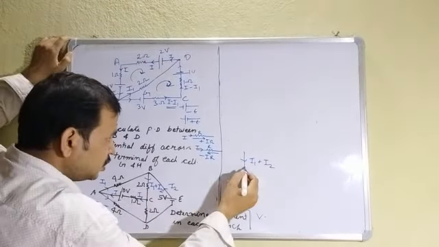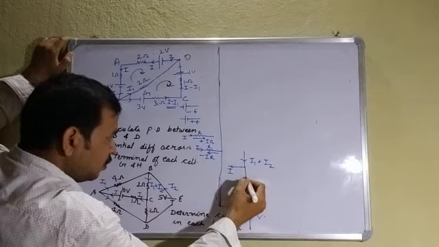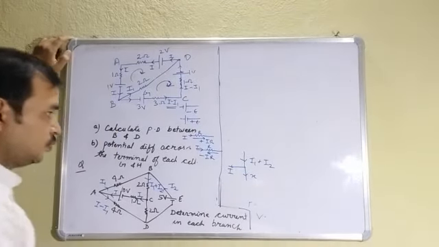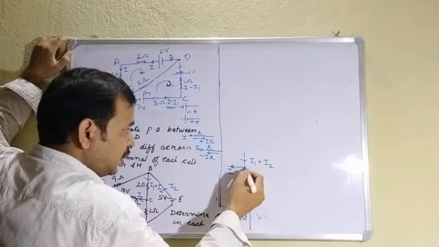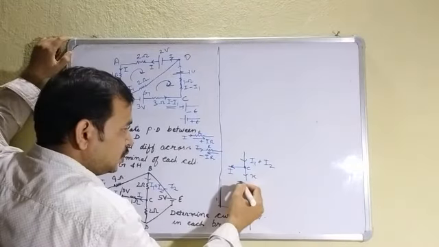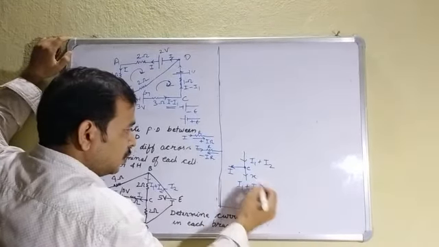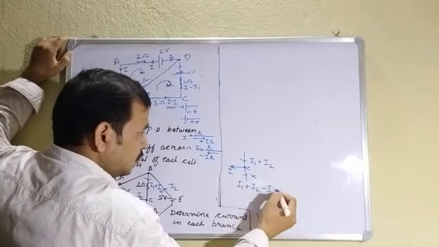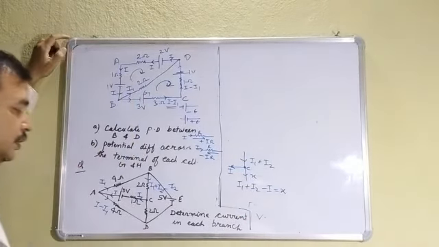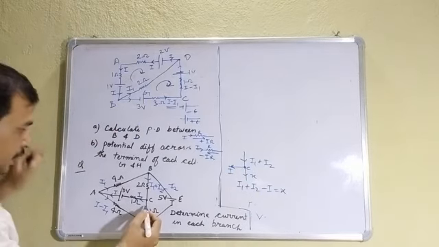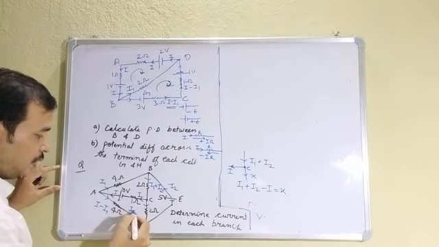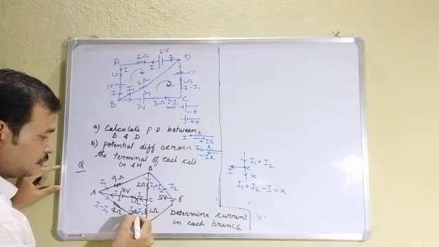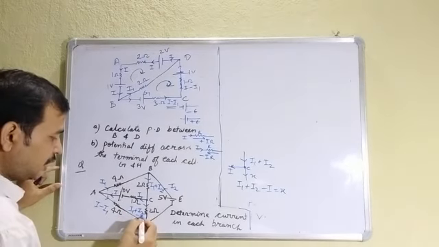This current going is I. So what will be this current? X. So the sum of the currents is 0. This is the incoming current toward the junction, so this is I1 plus I2. This is the leaving current, so this is X. So this current is I1 plus I2 minus I.